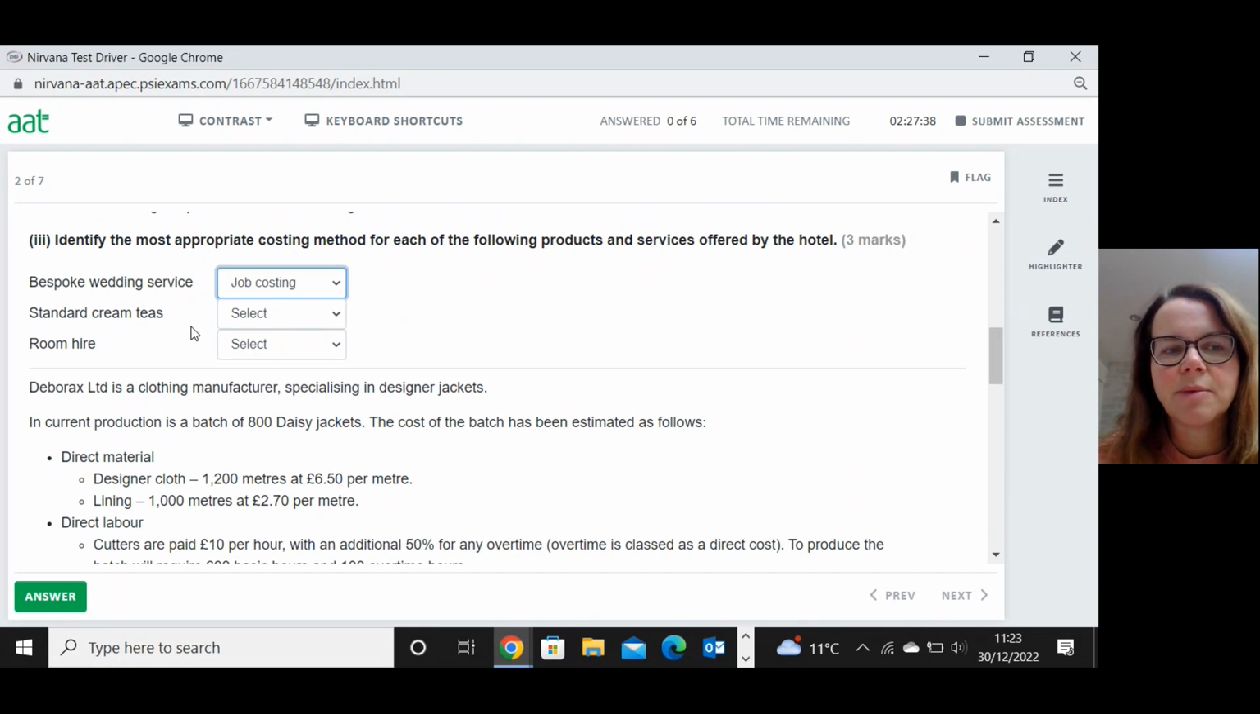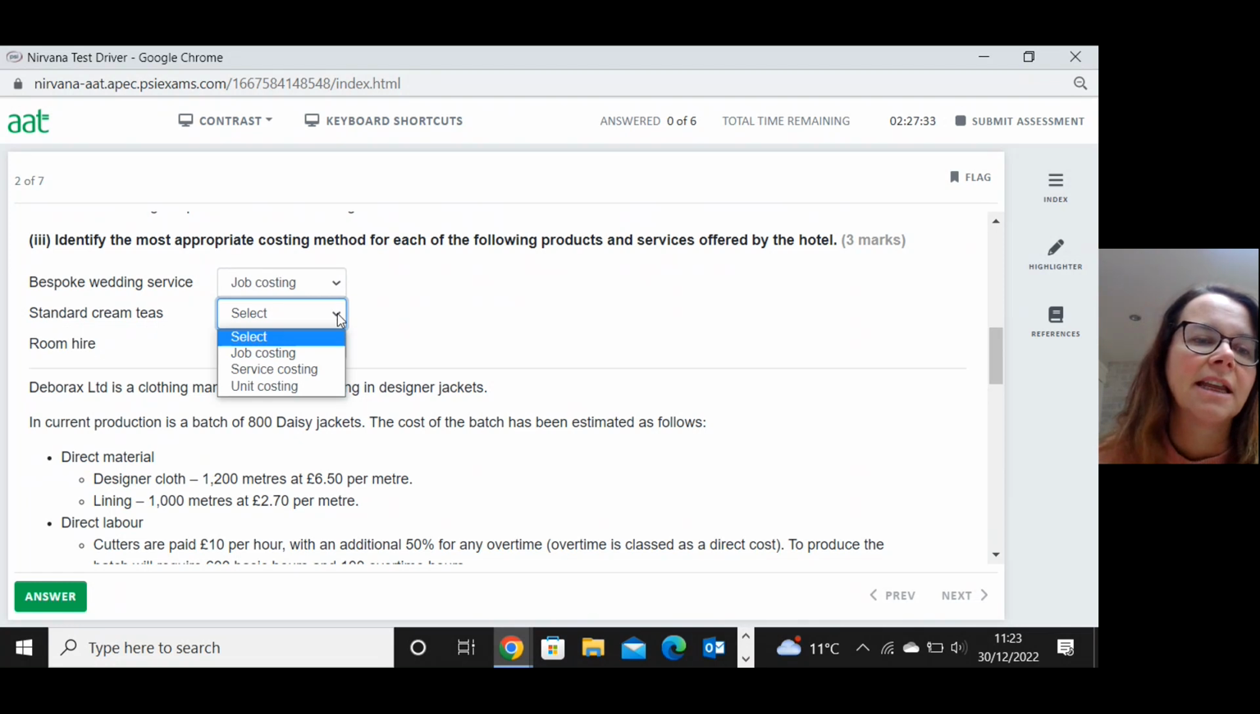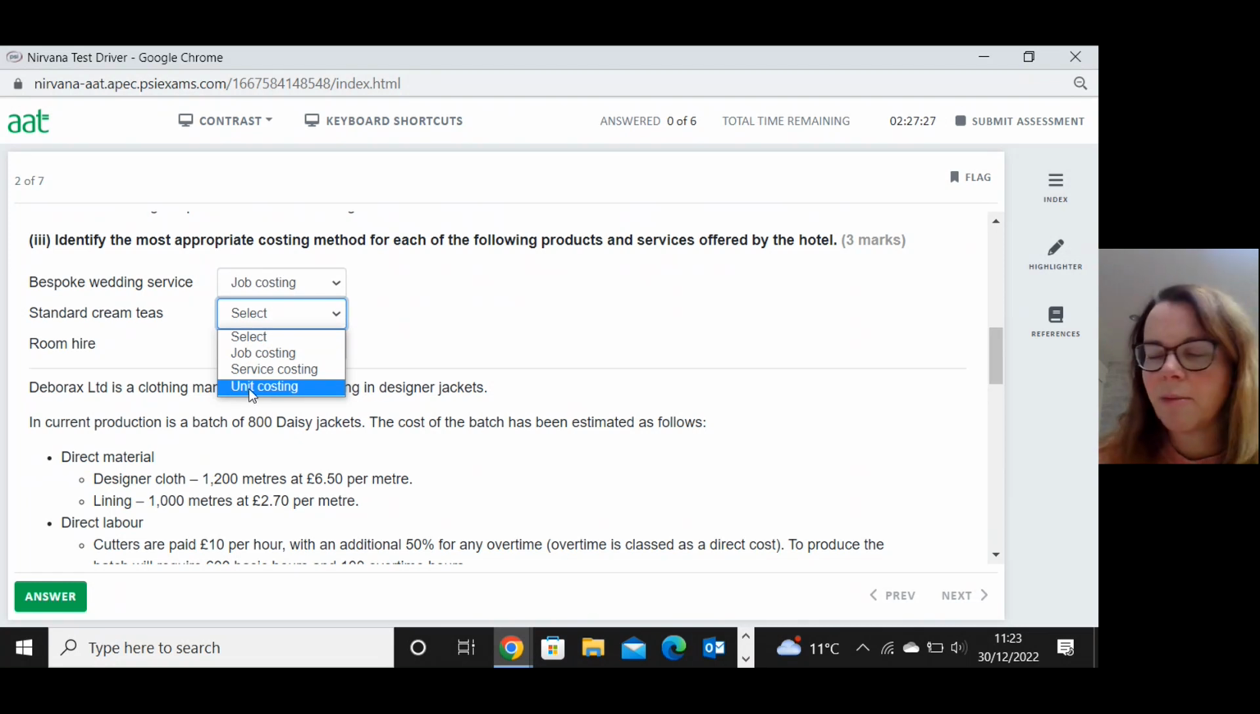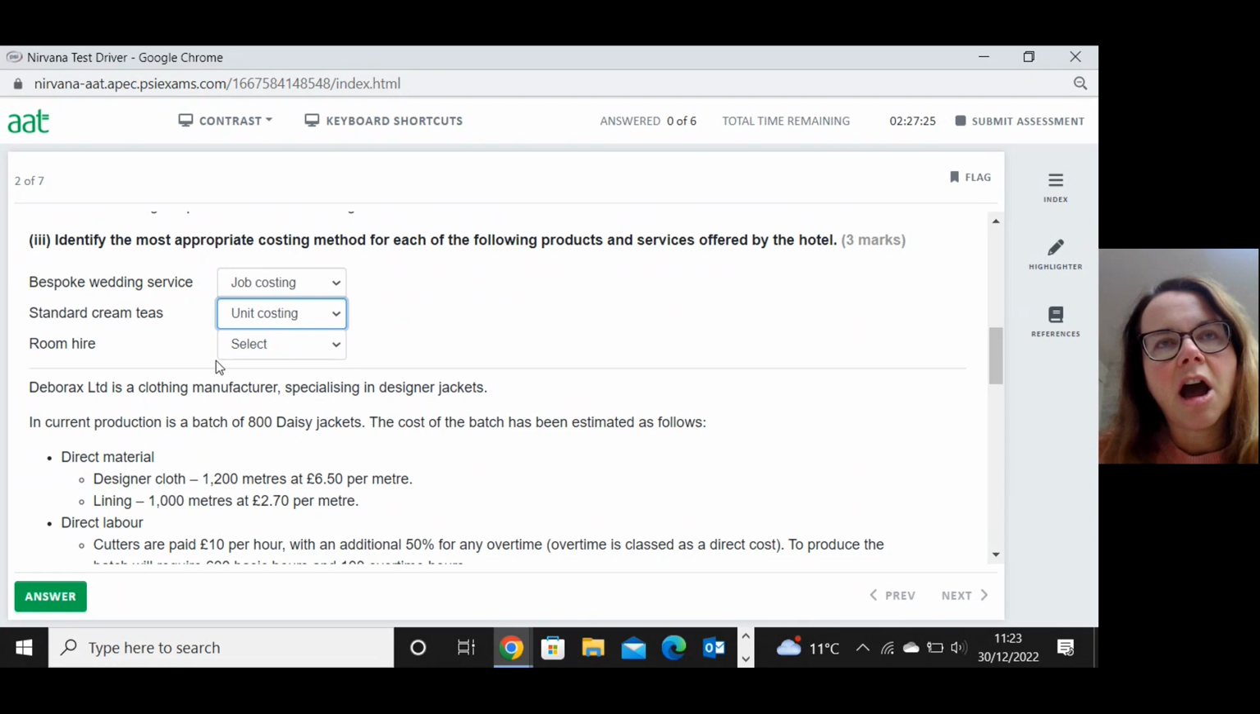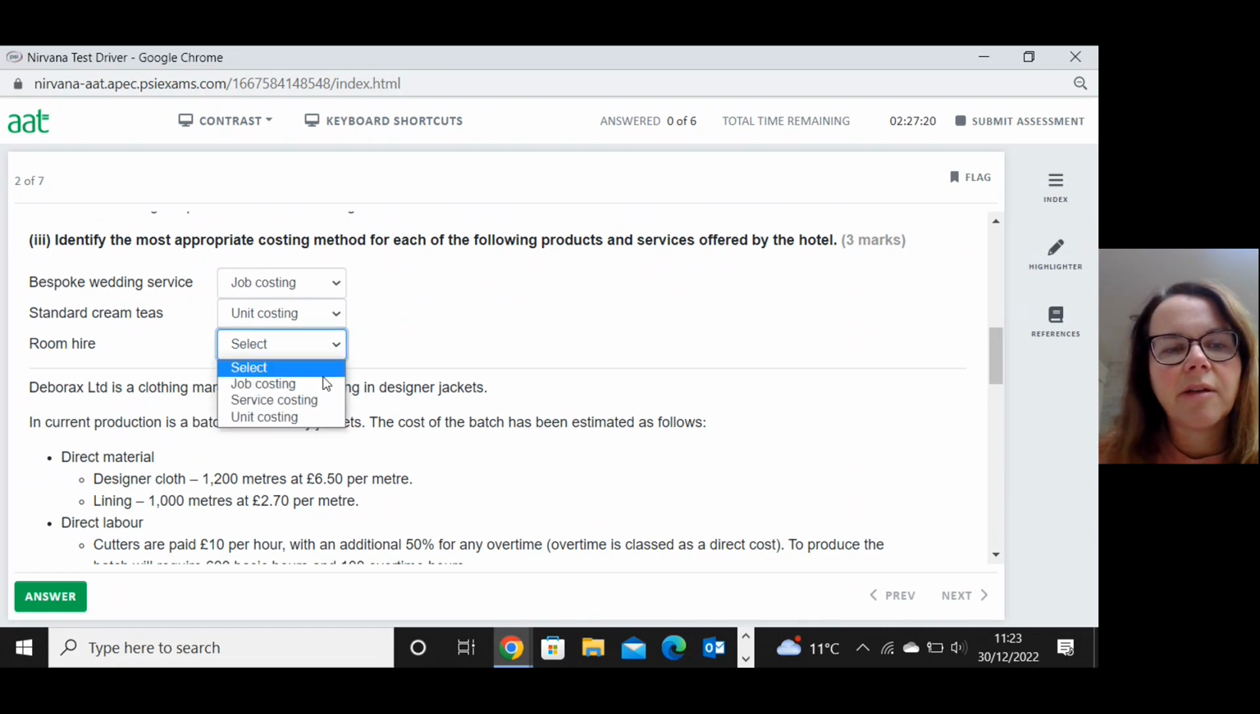Standard cream teas. So the word standard means that they're repeating this thing over and over again. So they're going to work out how much it costs per unit, which would be per cream tea. So that one would be unit costing. Hiring out rooms. Well, there's clearly no product involved there, so it must be service costing.